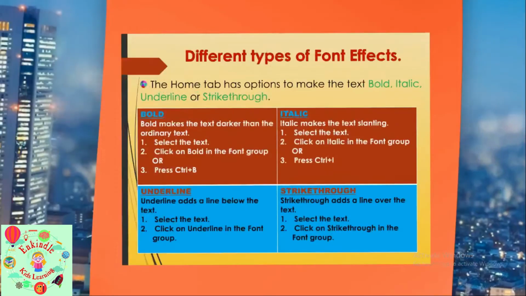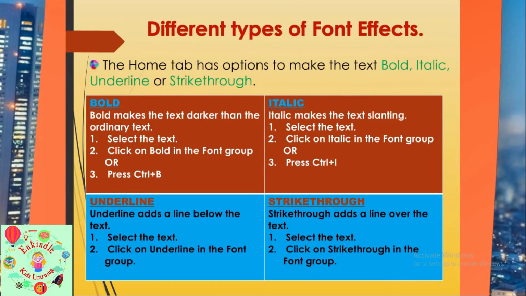Moving forward, let's see different types of font effects. The Home tab has options to make the text bold, italic, underline or strike through. What is bold? Bold makes the text darker than the ordinary text. What do you mean by italic? Italic makes the text slanting. What about underline? Underline adds a line below the text. And what about strike through? Strike through adds a line over the text.